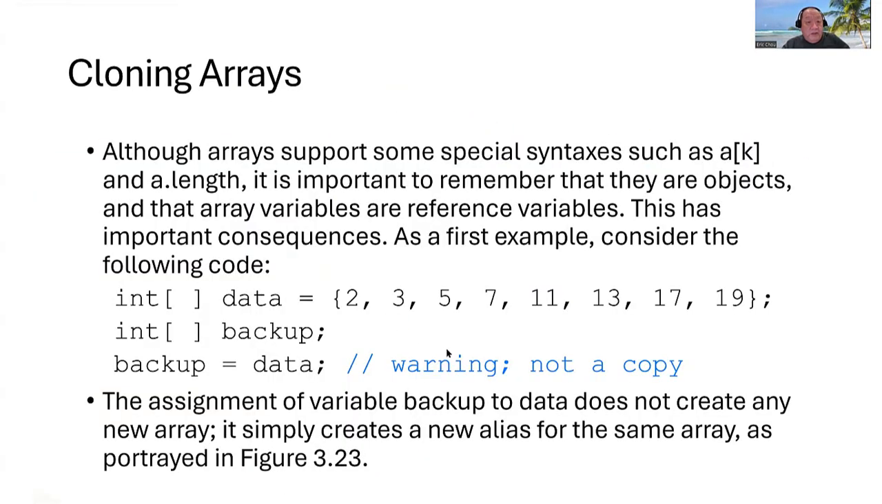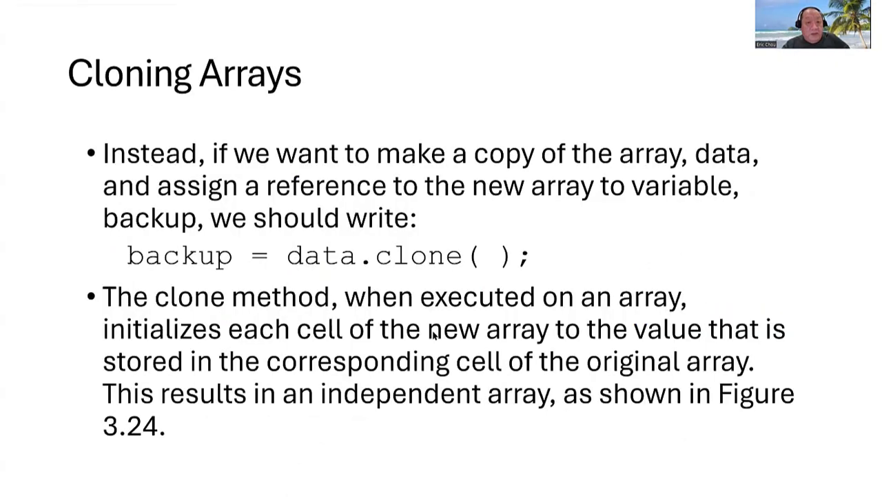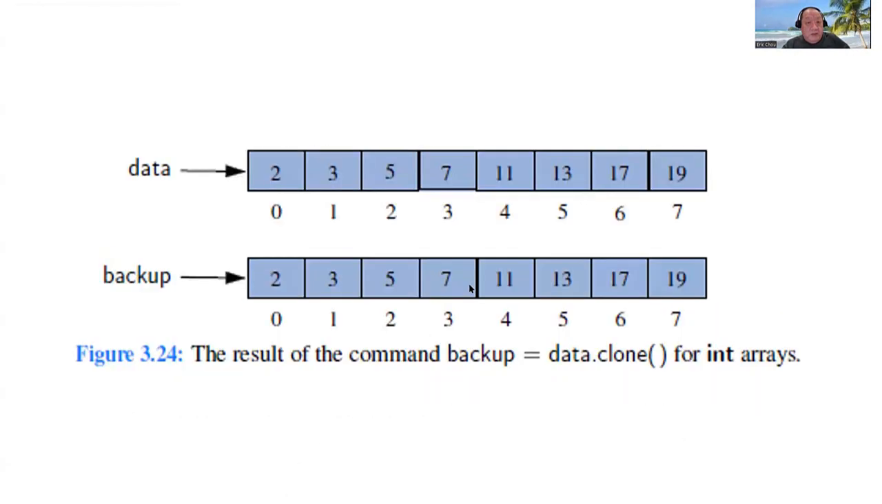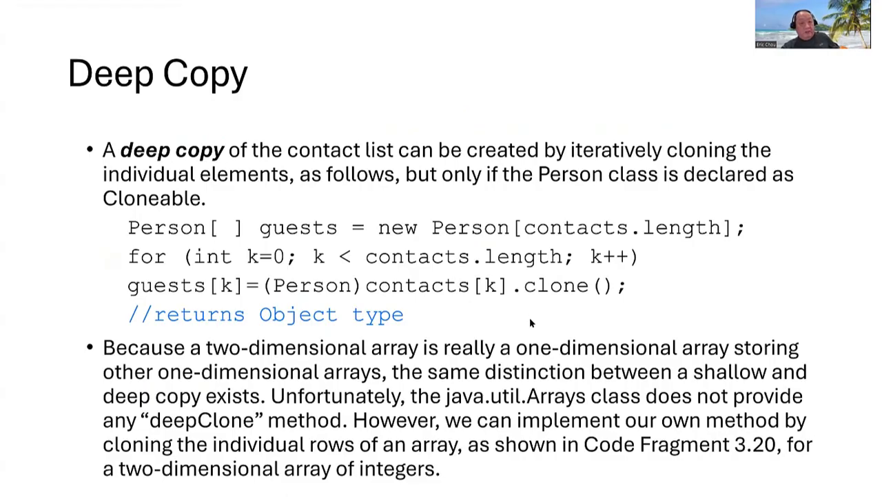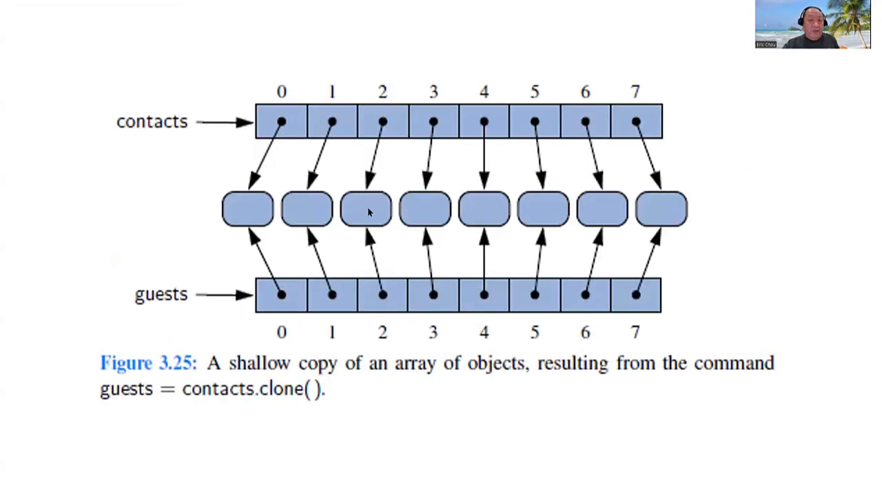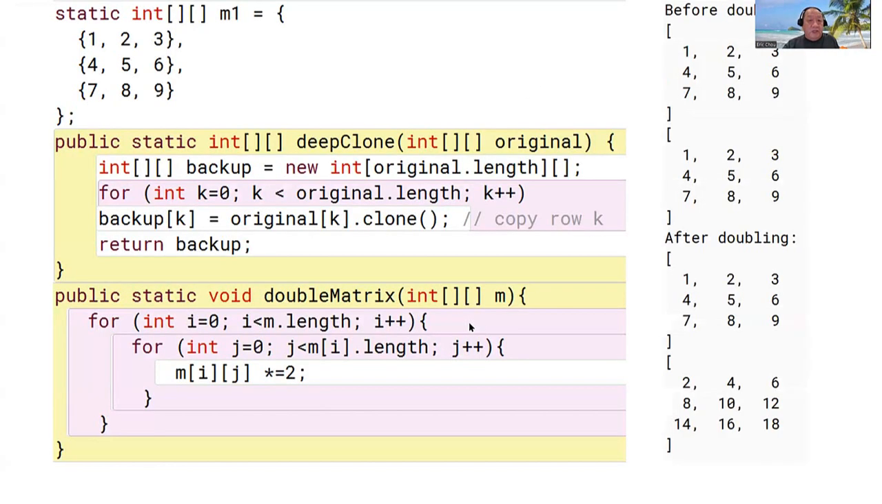Cloning an array is to copy one array to the other. I assume this one is okay; we covered it before. There is one thing you need to know: shallow copy versus deep copy. Shallow copy means you just copy the reference. Deep copy means you go down and copy each individual data node.